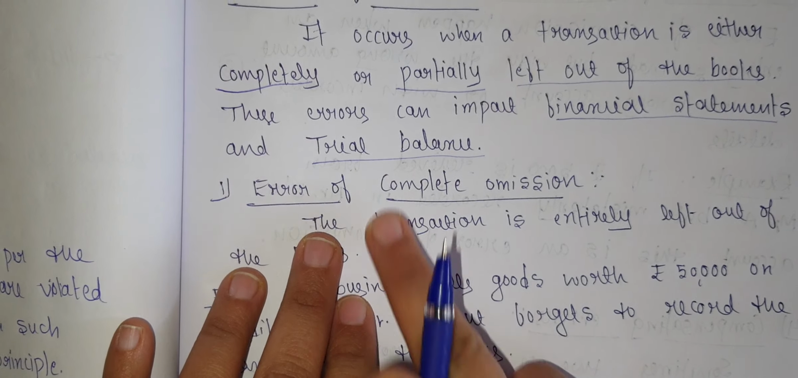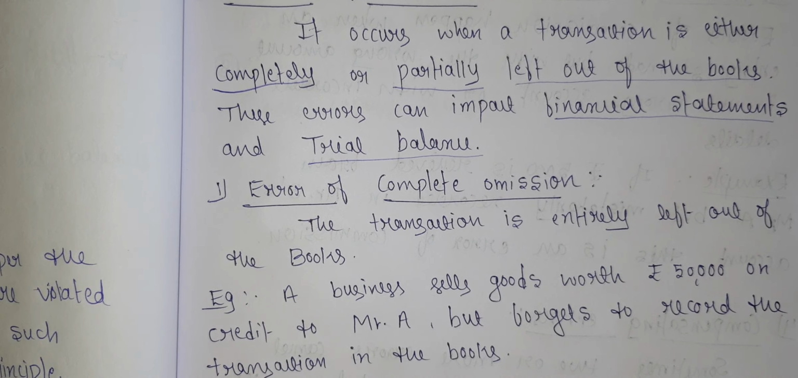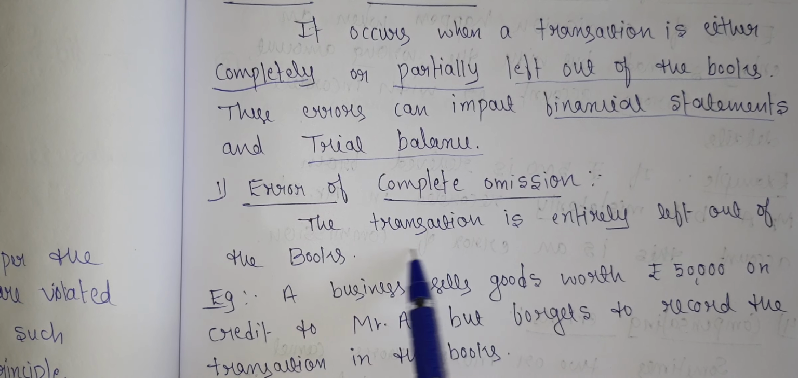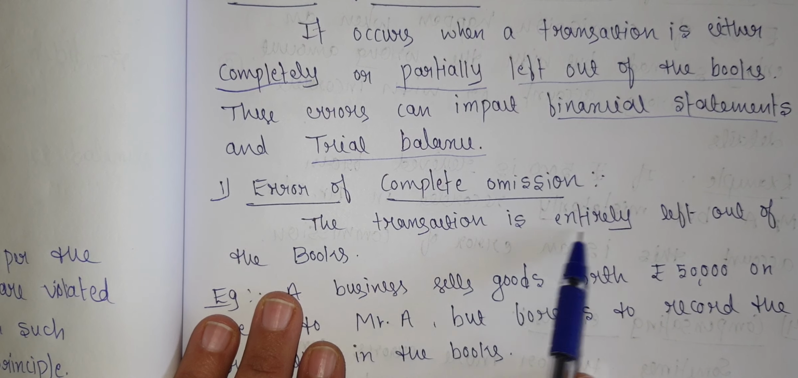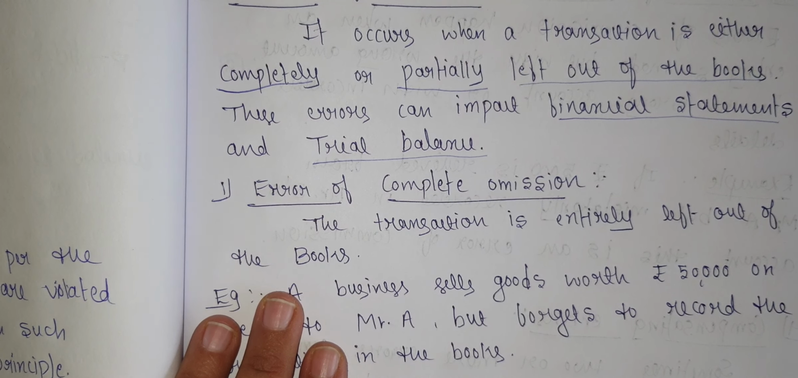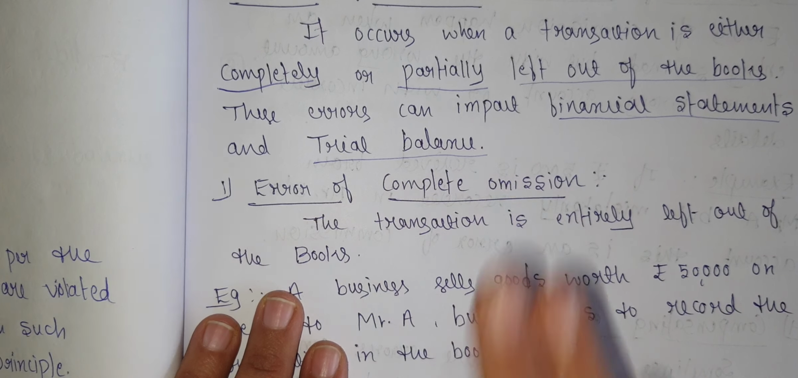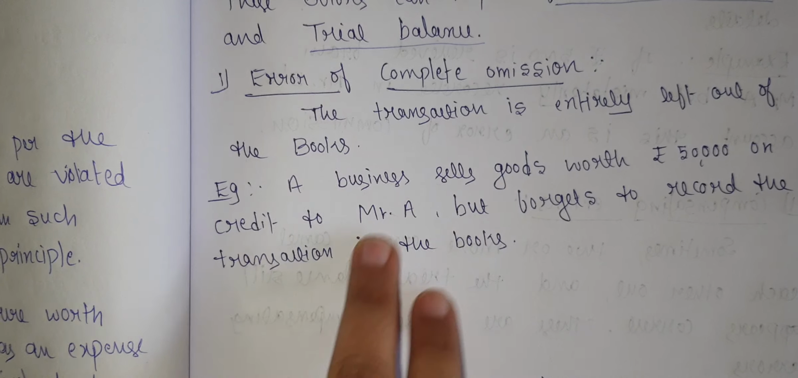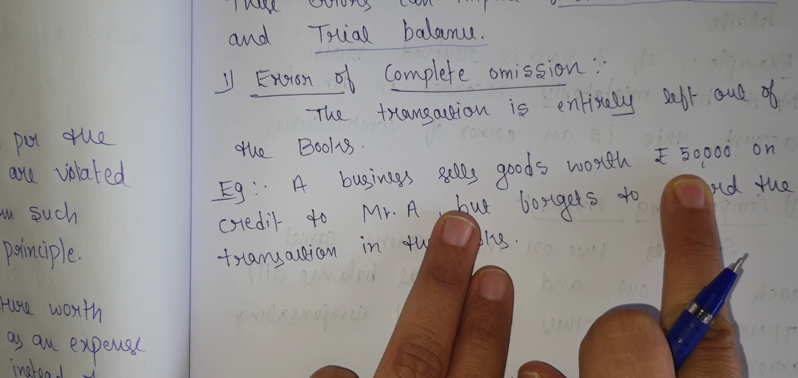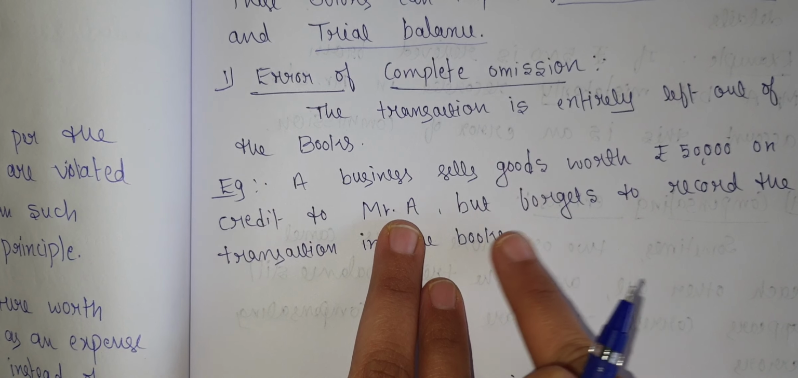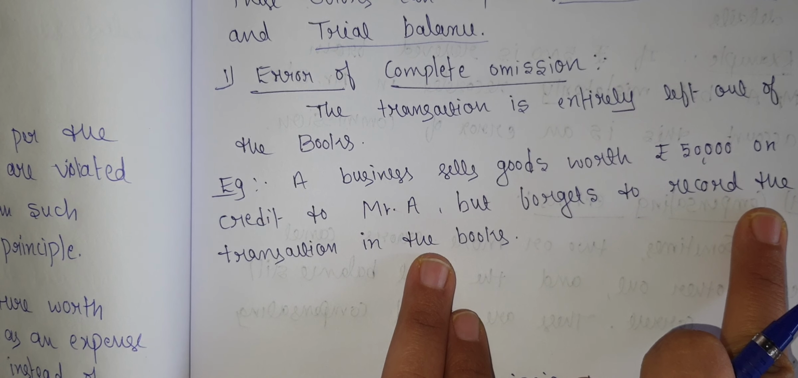Now we will see the error of complete omission and the error of partial omission. The first one is error of complete omission. It means the transaction is entirely left out of the books. That is the error of complete omission. For example, a business sells goods worth rupees 50,000 on credit to Mr. A, but forgets to record the transaction in the books.